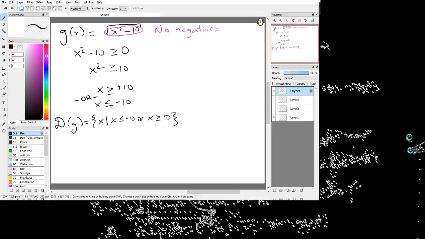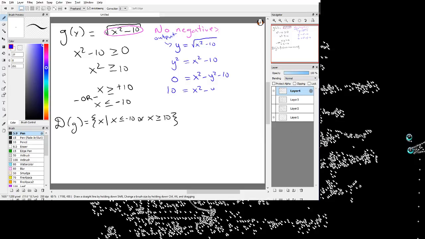Let's take a look at the range of this. I think some people find it easier if you say y is equal to the square root of x squared minus 10. You let the output be y. So then we would have y squared is equal to x squared minus 10. Let's make this 0 is equal to x squared minus y squared minus 10. Let's make this 10 is equal to x squared minus y squared.